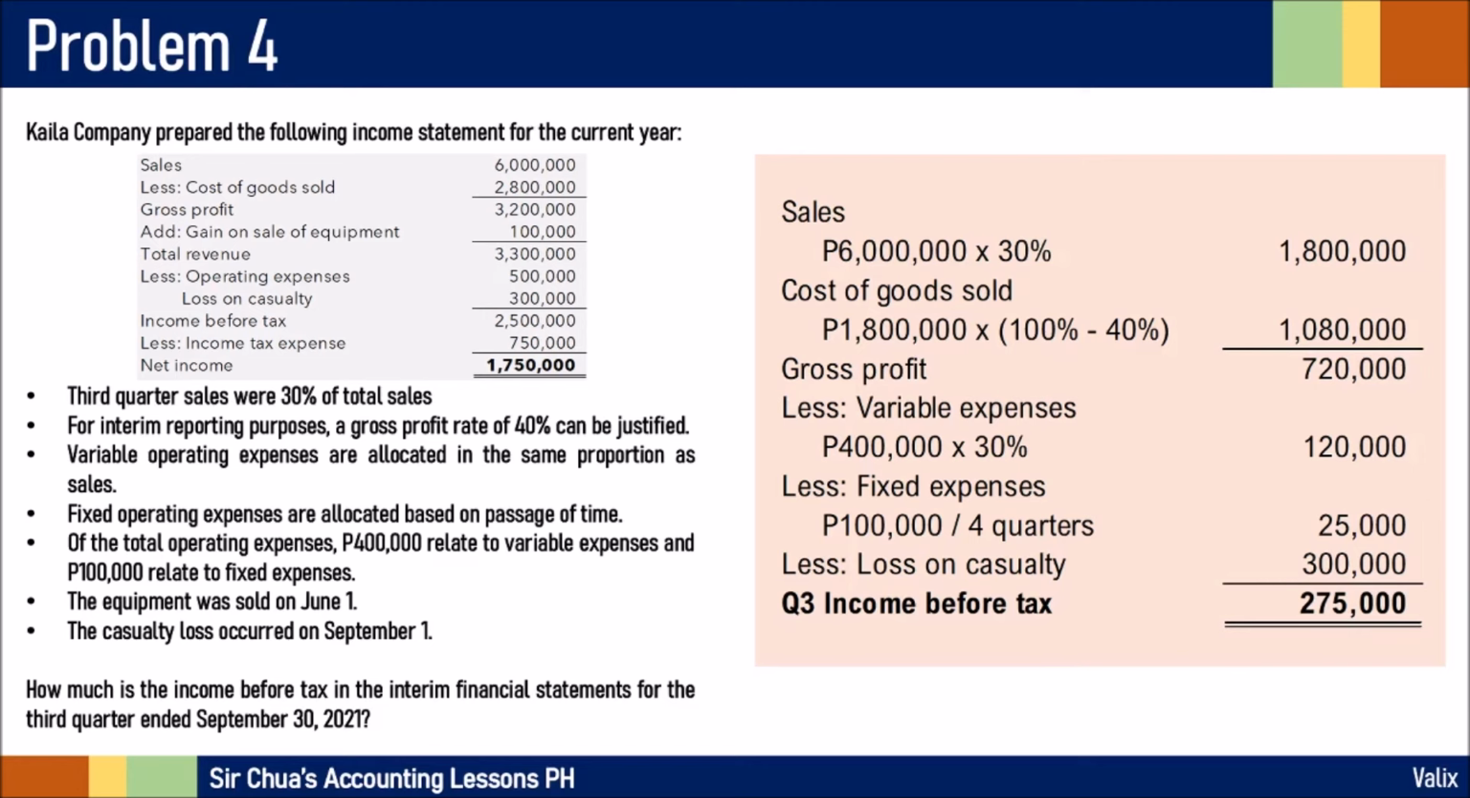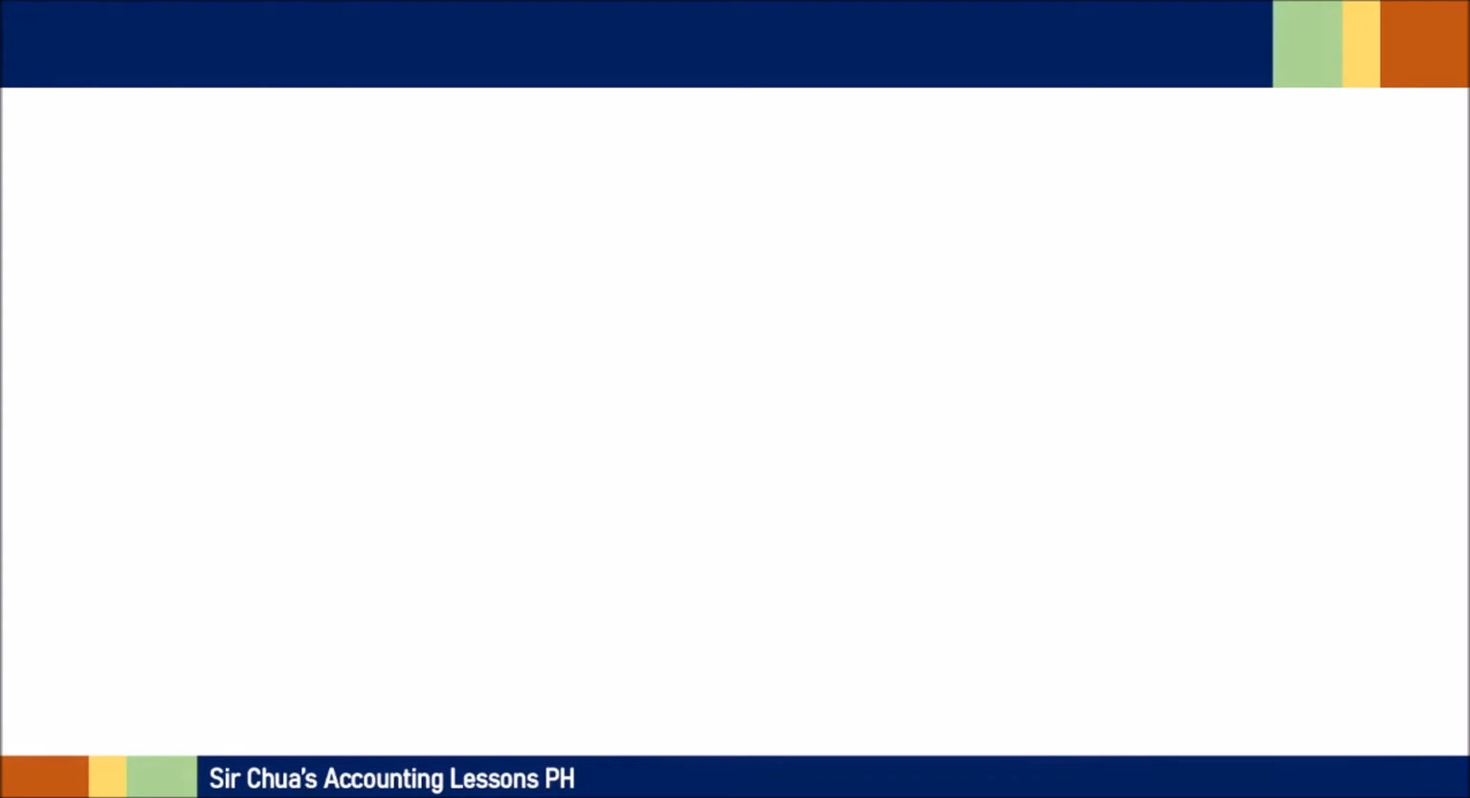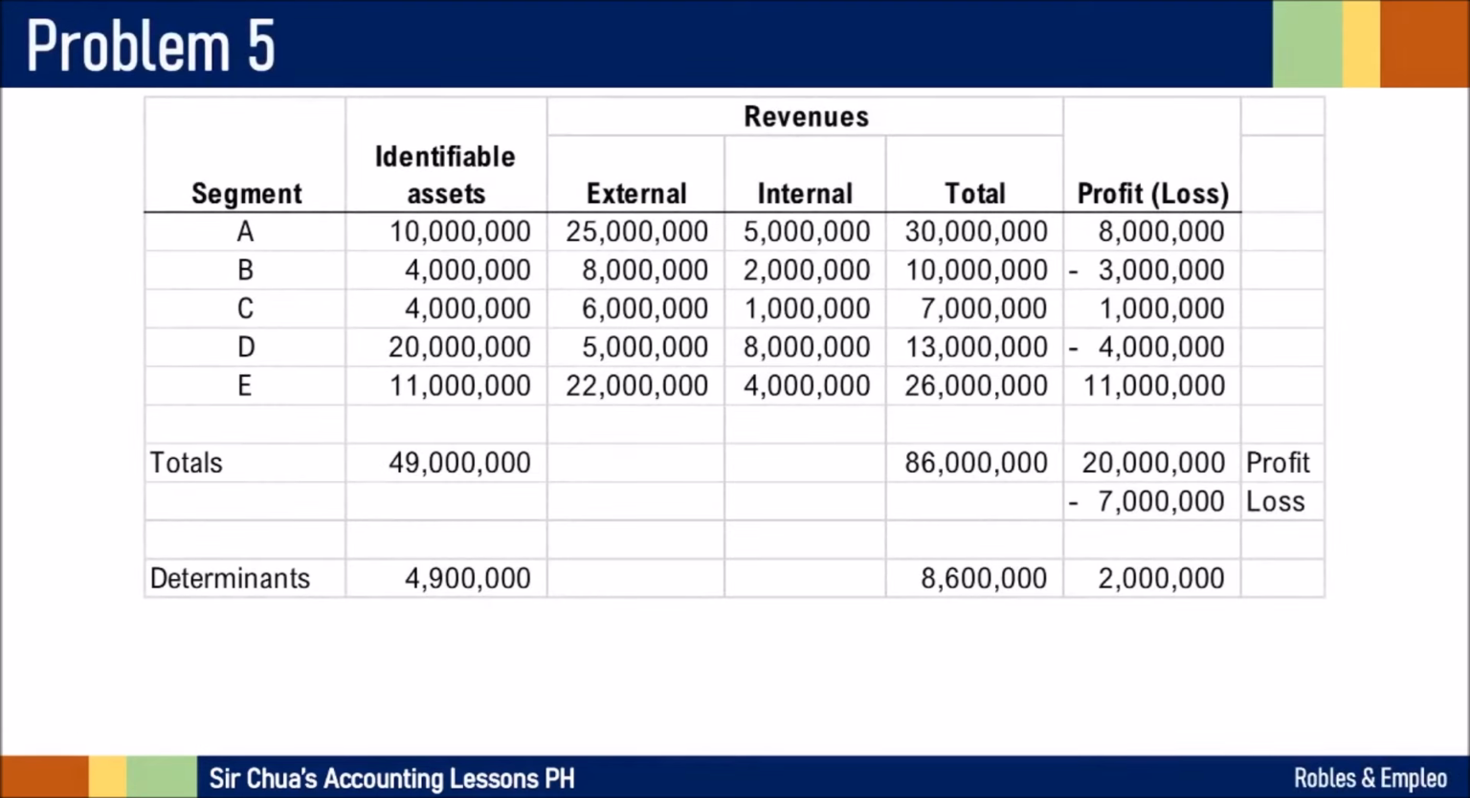And those are our problems for interim financial reporting. Let's use this given coming from the textbook of Professor Robles and Empleo, which is your try nating i-determine alin dito sa segment A, B, C, D, and E ang reportable segments. So, binigyan po tayo ng information about identifiable assets, internal and external revenues and their total, and the operating results as to profit or loss.